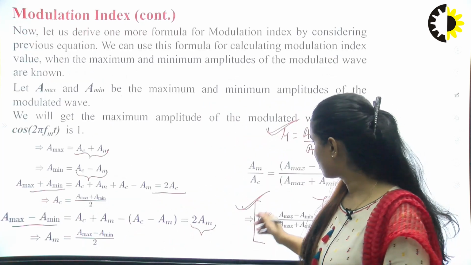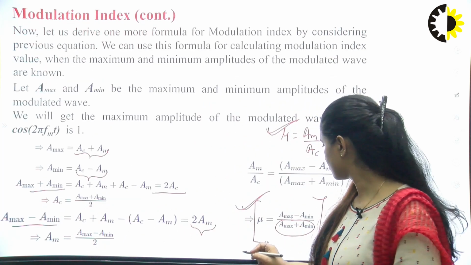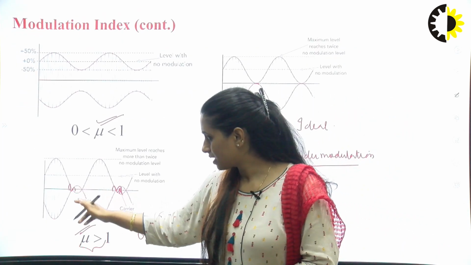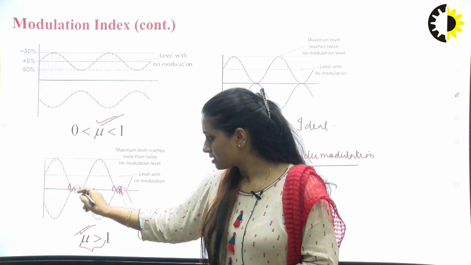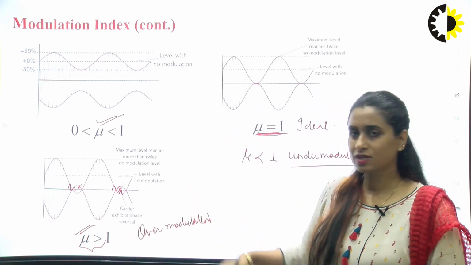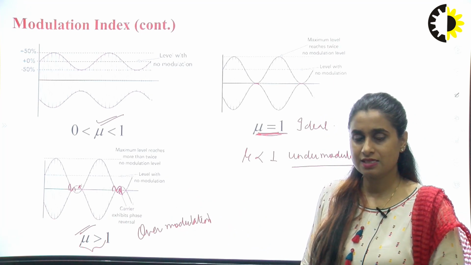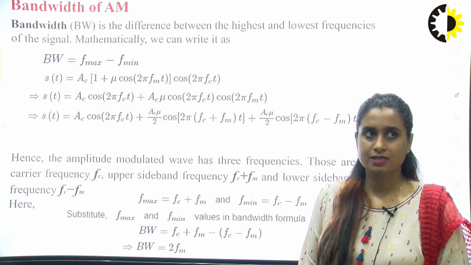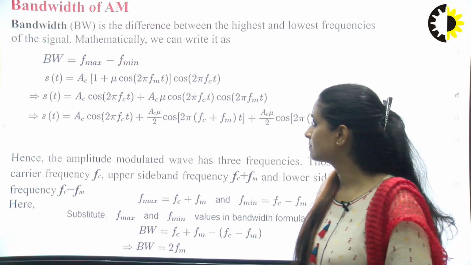When is the ratio greater than 1? When this is a higher value, right? When this is a higher value, then my V min goes to the negative scale, and this is the case of over modulation, which is not preferred in communication. Right? These are the three cases of modulation.